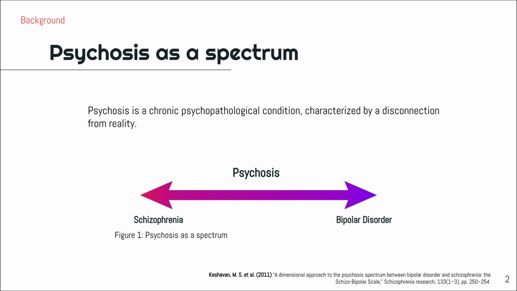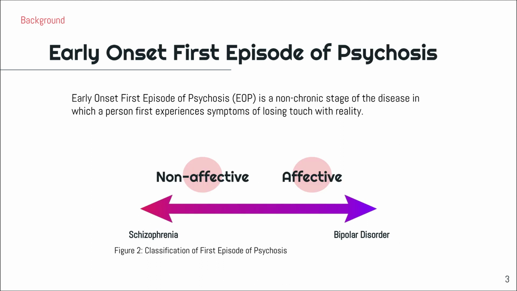Psychosis is a chronic psychopathological condition characterized by a disconnection from reality. It has been described as a spectrum of diverse symptomatologies, delimited by schizophrenia and bipolar disorder at both ends. Early onset first episode of psychosis is a non-chronic stage of the disease in which a person first experiences symptoms of losing touch with reality.